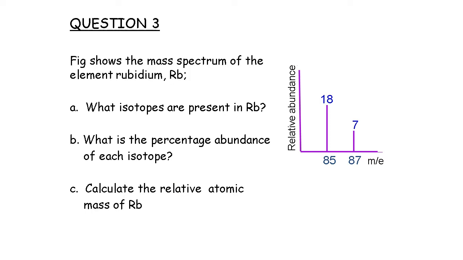So again, look at this question. It's the mass spectrum of rubidium. So what isotopes are present? It's rubidium-85 and rubidium-87. Always remember 85 and 87 in this case are actually the nucleon numbers as well. So the way you write down the answer must be isotope notation. What is the percentage abundance of each isotope? The total is 25. So 18 over 25 for rubidium-85, and 7 over 25 for rubidium-87. Next, apply the formula to calculate the relative atomic mass of rubidium. So let's check the answer.